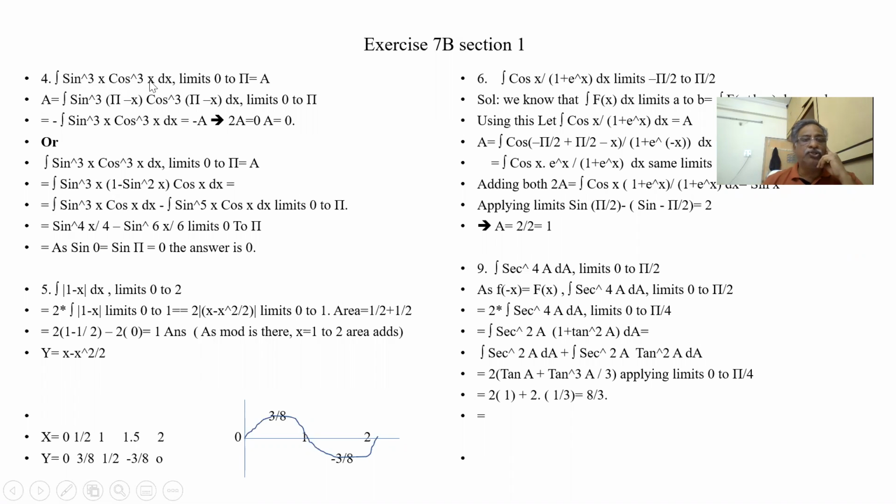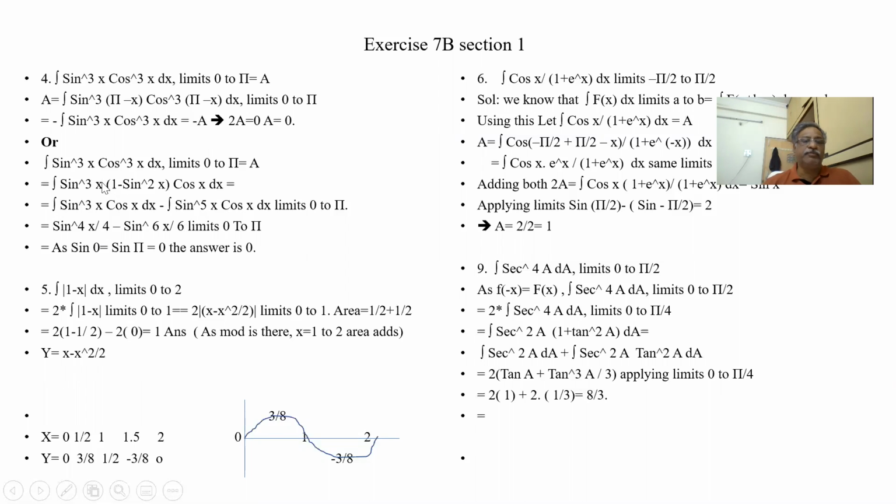Integral sine cubed x cos cubed x dx, the limits 0 to pi. As we know the rules, 0 plus pi minus x also will give the same a. So sine cubed of pi minus x into cos cubed of pi minus x dx. Sine of pi minus x is sine x, and cos of pi minus x is minus cos x. Minus cos x whole cubed is minus cos cubed x. So this is also a. When we add, a plus a is 2a, and this becomes 0. That means a is 0. This is using the formula.